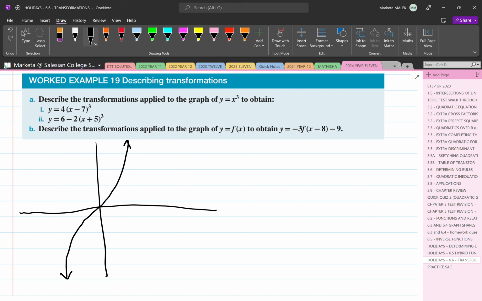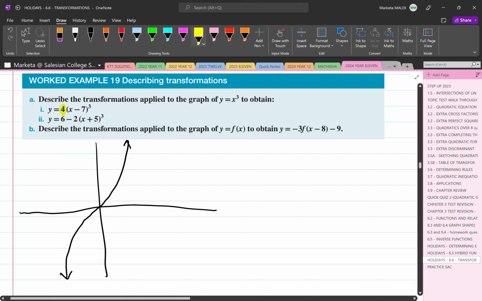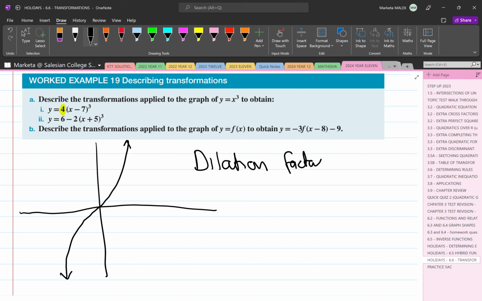So what we can see, we have a 4 here out the front, and this is a dilation. It's multiplying the function, and it's in the first place. So remember, x comes before y, so this is a dilation factor 4 from the x-axis.